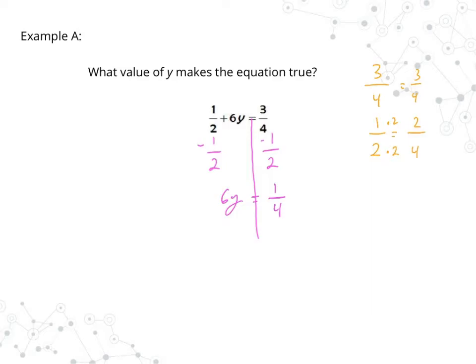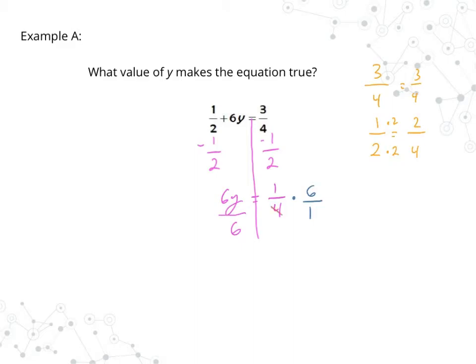Now to get rid of that, I need to divide both sides by 6. So I'm going to be dividing both sides by 6, but I can't divide fractions, so I'm going to have to make sure that I multiply by the reciprocal. So multiplying by the reciprocal is 6/1. So now I can multiply across. I can either multiply across first, or I can cross simplify before I begin. I'm going to go ahead and cross simplify.